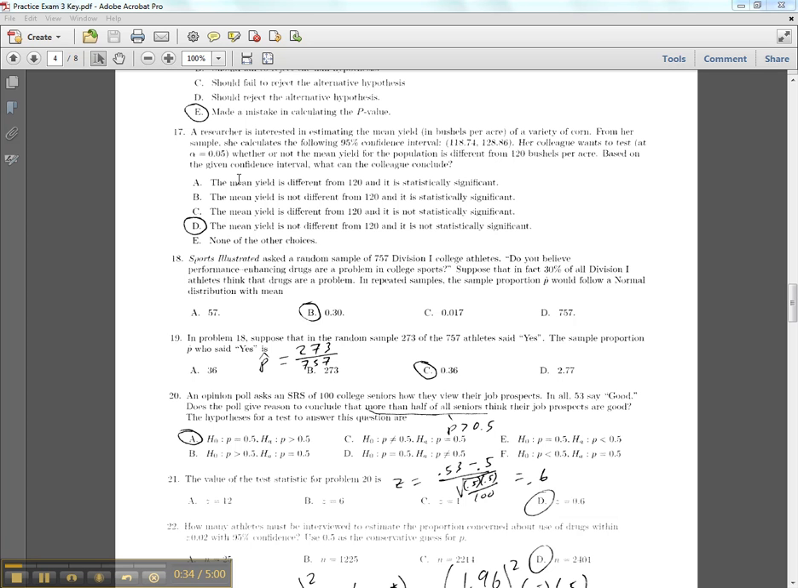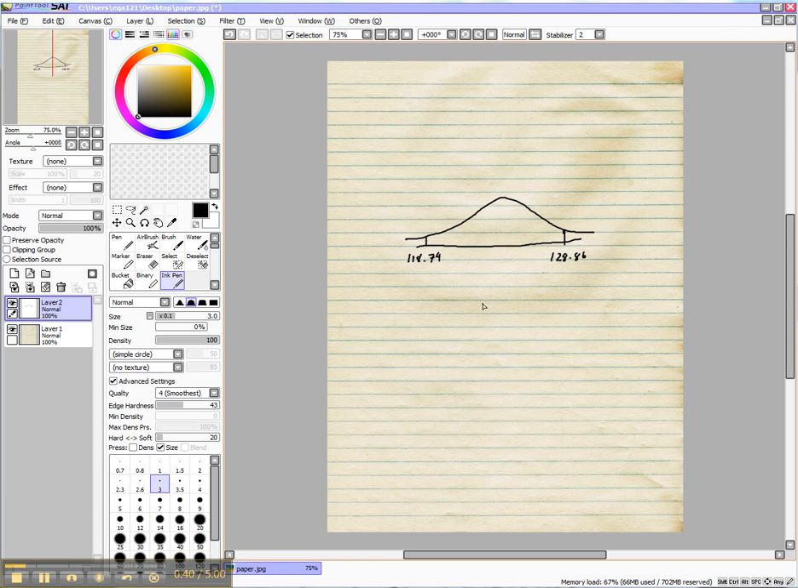Based on the given confidence interval, what can the colleague conclude? All right, I drew out this interval that they give us in this question. Remember, it's a 95% confidence interval. And again, from the left side, it's 118.74, and the right side, 128.86.